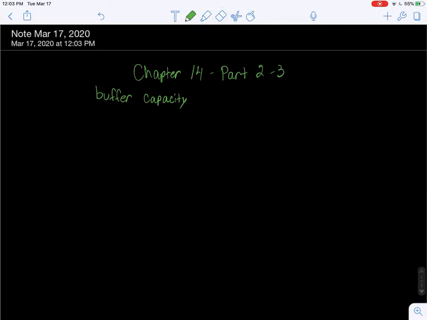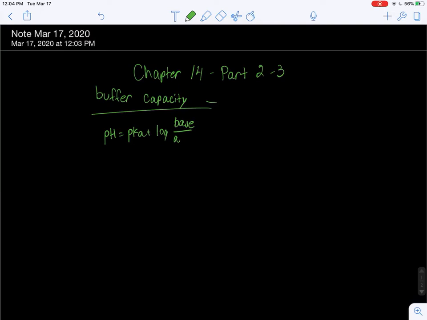Okay, this is chapter 14, part 2, lecture 2, segment 3, and we're going to be talking about buffer capacity. Now, this is not typewritten into your lecture guide, but it's important to think about the chemical reactions of buffers with added acid or base before we get into working with ICE tables and things like that. So, buffer capacity is basically how much acid or how much base a buffer can absorb before just getting completely out of whack. Now, normally we calculate the pH of a buffer using the Henderson-Hasselbalch equation.